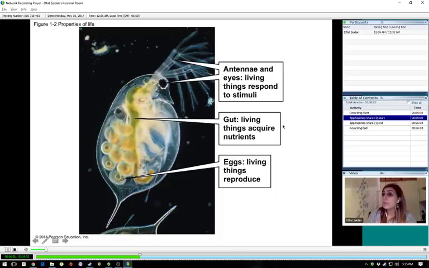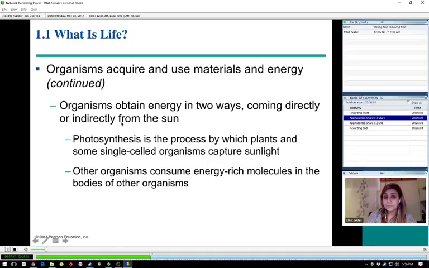This is an example of some properties of life where you can see that the antenna as well as the eyes of this organism, these are the living things that respond to stimuli, just like our eyes. We use our eyes to see, we use our sense of touch to feel. The gut is where, for example, in this organism, the living things are acquiring nutrients and decomposing nutrients, digesting nutrients, and producing sources of energy, as well as vitamins and nutrients that are necessary for our body. The eggs in this living organism are an example of reproduction that every organism participates in.